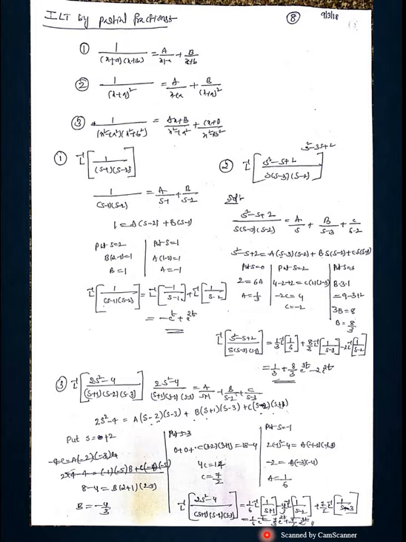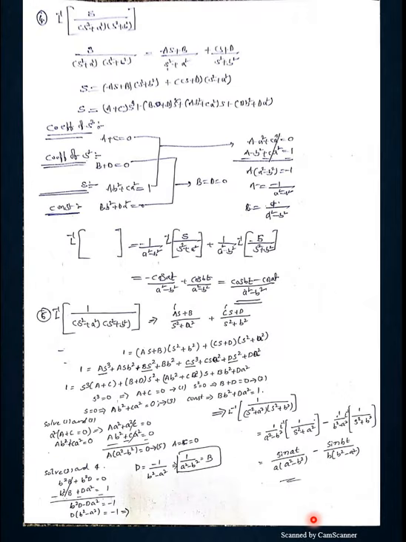We can get 1 by 6 e power minus t minus 4 by 3 e power 2t plus 3 by 2 e power 2t. Next, a very important model: s by (s square plus a square) into (s square plus b square). These are the non-repeated quadratic factors.